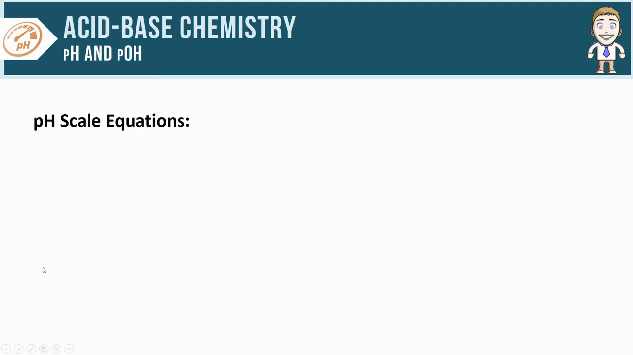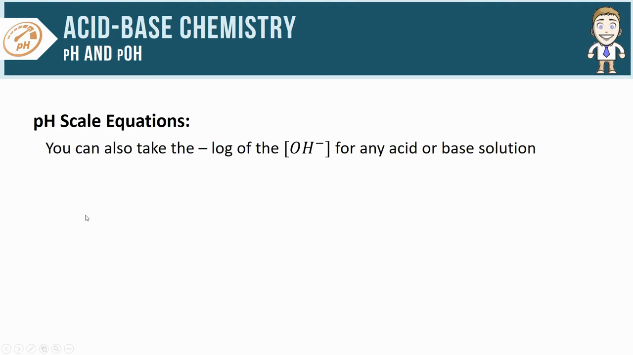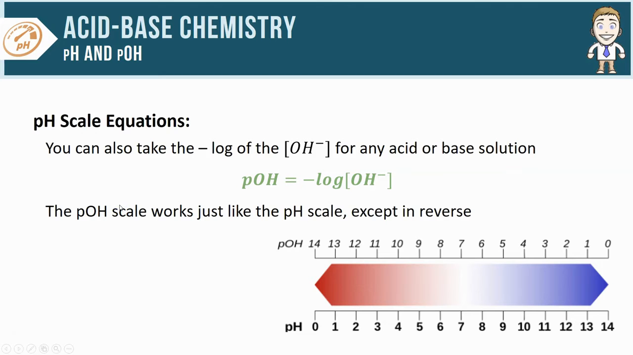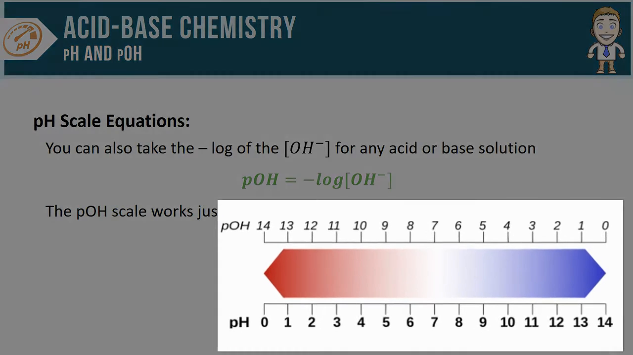Just like we take the negative log of H+ or H3O+ to get the pH, you can also take the negative log of that hydroxide ion concentration for any acid or base solution as well. If you do that, you'll get an answer that looks a whole lot like pH, but we can't call it pH because it's not the negative log of the H3O+. So instead, we call it the pOH value. And this gives rise to a whole other new scale called the pOH scale that works exactly like the pH one except in reverse. Here's an example of the two scales laid side by side.